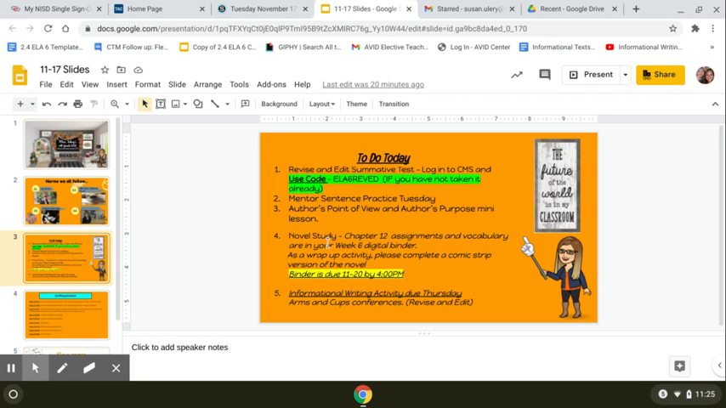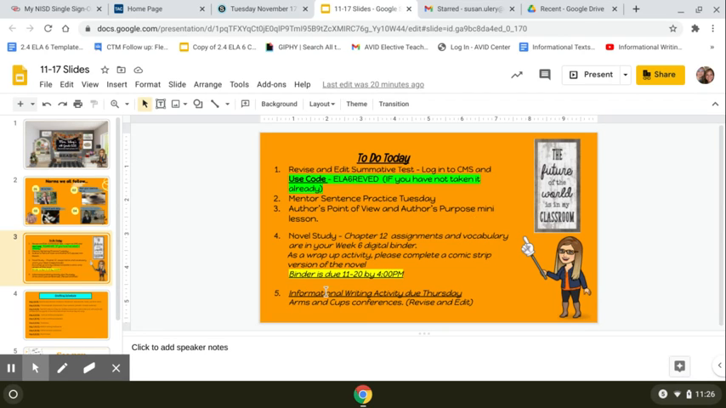Also want to remind you that in your novel study, you do have chapter 12 assignments, your vocabulary, your questions, your main event, and I've also included your wrap-up activity, which is a comic strip version of the novel. Be sure that you turn in the binder by Friday at 4 p.m. I say 4 p.m. because I don't want you guys to have to worry about turning anything in when you get home. That way you guys can enjoy your time off.